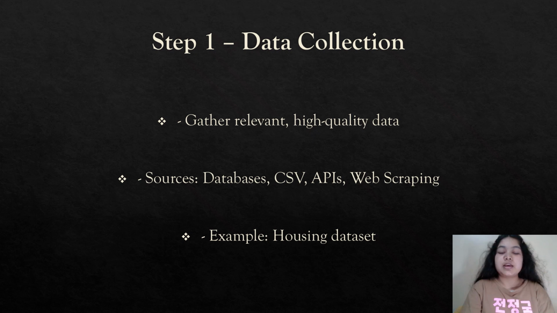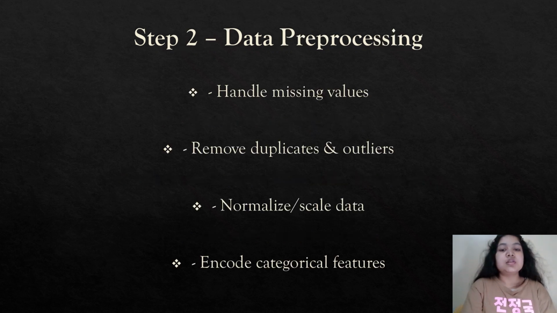Now step 2 is data pre-processing. Here we handle missing values. If some data points are missing, we fill them with the mean or median, or remove them. Then remove duplicates and outliers. Duplicates can bias results, and outliers, which are extreme values, can confuse the model.